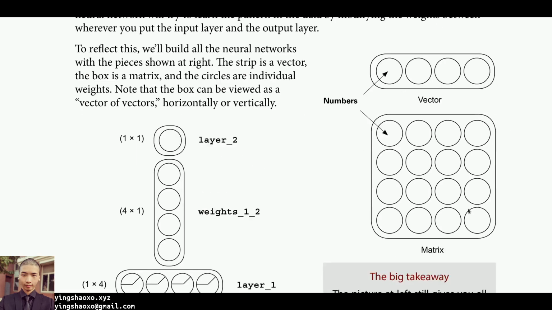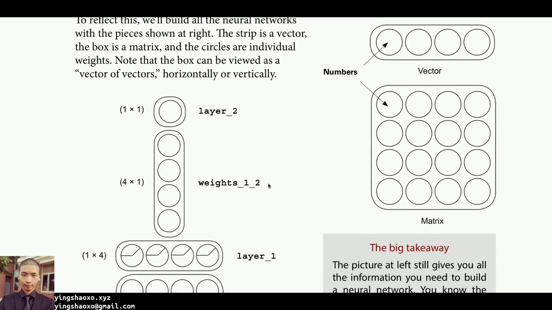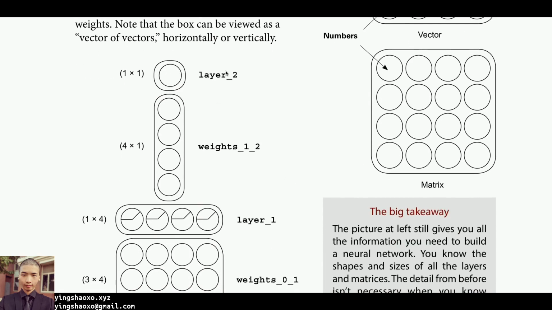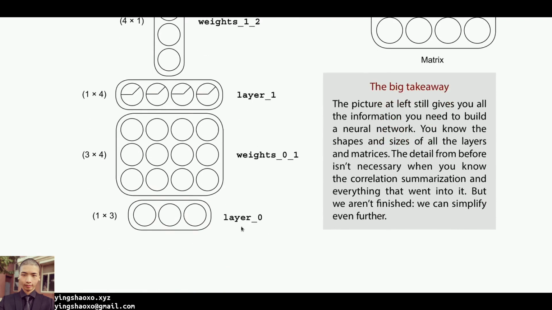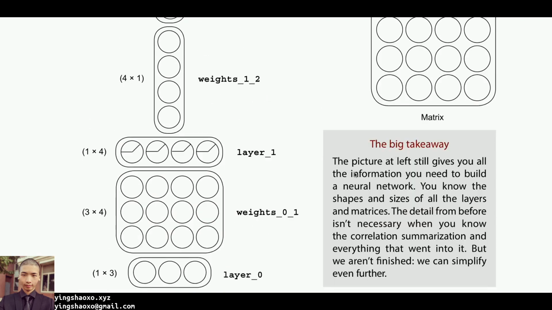Here's a vector, and here's a matrix. It's all numbers, but with different shapes. Layer 2, layer 1, layer 0. The big takeaway: the picture at the left still gives you all the information you need to build a neural network. You know the shapes and the sizes of all the layers and matrices. The detail from before isn't necessary when you know the correlation summarization and everything that went into it. But we aren't finished. We can simplify even further.